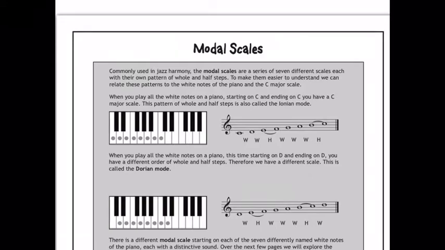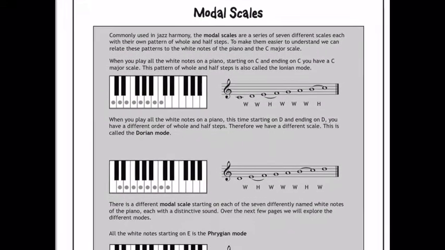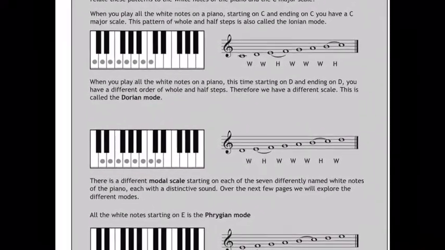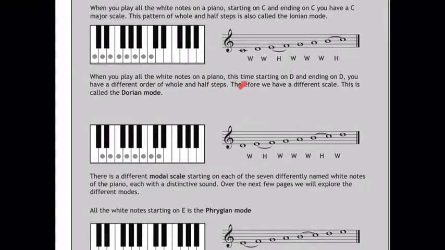So for the first example, if you play all the white notes on a piano, going from D to D, you have a different order of whole and half steps. Now your order becomes whole, half, whole, whole, whole, half, whole. Because you'll notice the half steps are still E to F, B to C, but they're now in different places of the scale because we're going from D to D instead of C to C. So the scale itself is called Dorian mode.